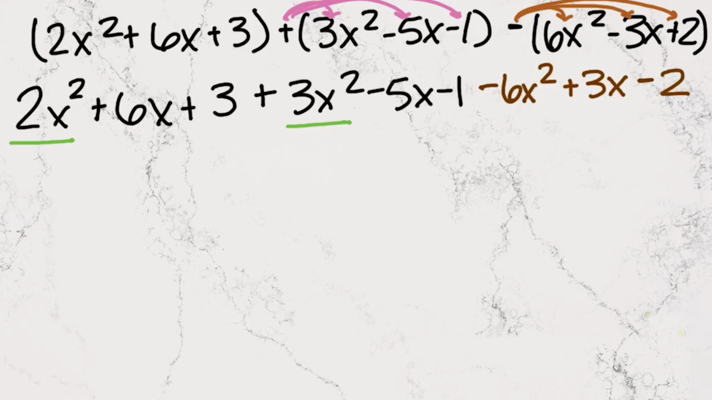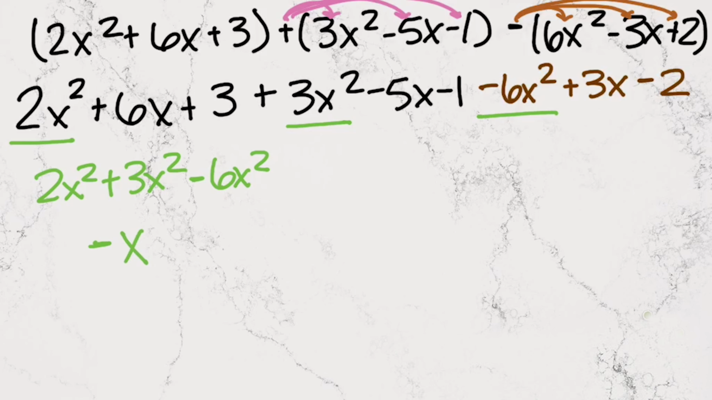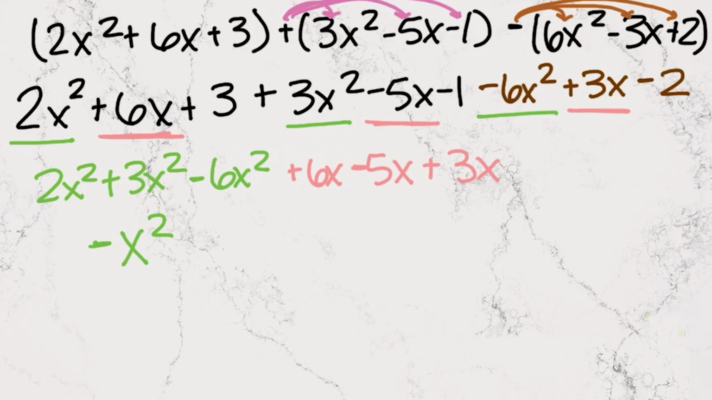I have 2x squared, 3x squared, and negative 6x squared. So 2x squared plus 3x squared minus 6x squared. Well, that's going to be 5x squared minus 6x squared, which is going to give us a negative x squared. All right, let's look for all those x terms. Well, we have 6x, negative 5x, and a 3x. So I have plus 6x minus 5x plus 3x. Well, 6x minus 5x is x, plus 3x is 4x.